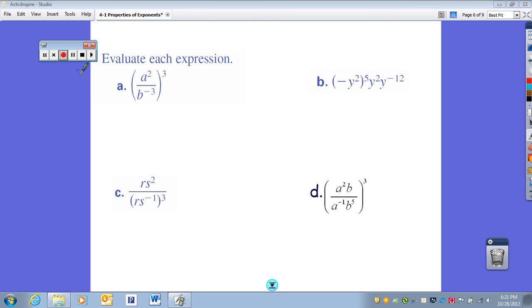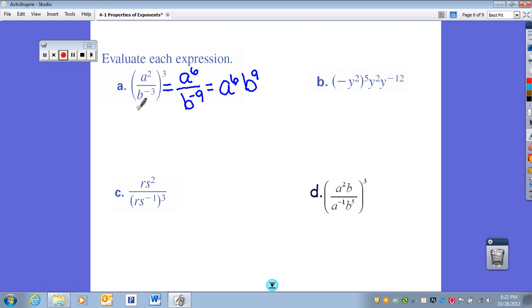Let's do a couple more examples. So we have our quotient and we are taking that to the 3rd power. There's a couple of ways we could accomplish that. One of the ways would be to simply do a power to a power, which means we would multiply. So I have a to the 6th and I have b to the -9. But please remember that our final answer needs to be all positive exponents. Since the b to the -9 is in the denominator, we're going to take the reciprocal and that will move it up to the numerator. So we have a to the 6th and b to the 9th.